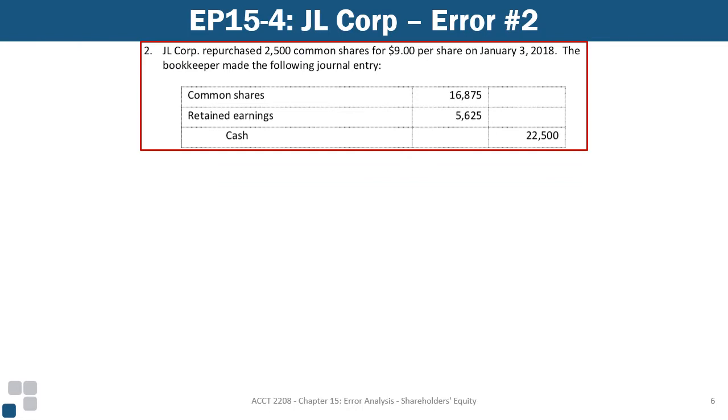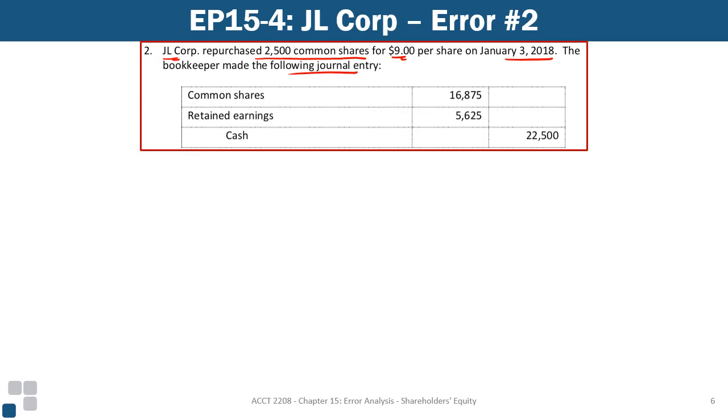Okay, for error number 2. JL Corp repurchased 2,500 common shares for $9 on January 3rd, 2018. So this happened in the current year. And they made the following journal entry. They debited common shares to reduce the shares, 16,875. They credited retained earnings for 5,625. They debited retained earnings for 5,625, and they credited cash for 22,500.